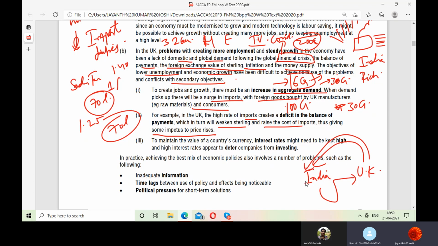That means India would not accept pounds, India would accept rupees. So what they will do, they will go to their bank and exchange more and more pounds into rupees. That means pound supply is increasing, rupee demand is increasing, correct? Yes, sir. So the pound is going weaker and the rupee is going stronger. So what will happen?